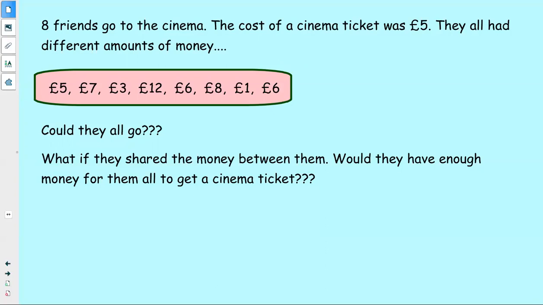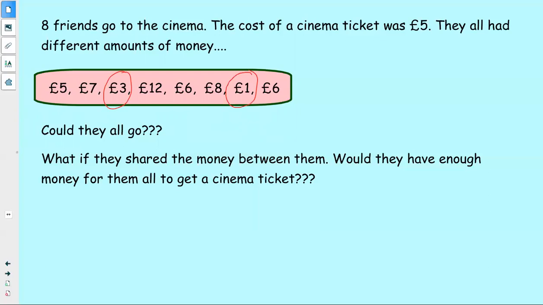Then it goes on and says, what if they shared the money between them? Would they have enough money for them all to get a cinema ticket? So the first question really, could they all go? Well, if the ticket costs £5, this person here who only has £3 could not go to the cinema, and this person here who only has £1 could not go to the cinema.